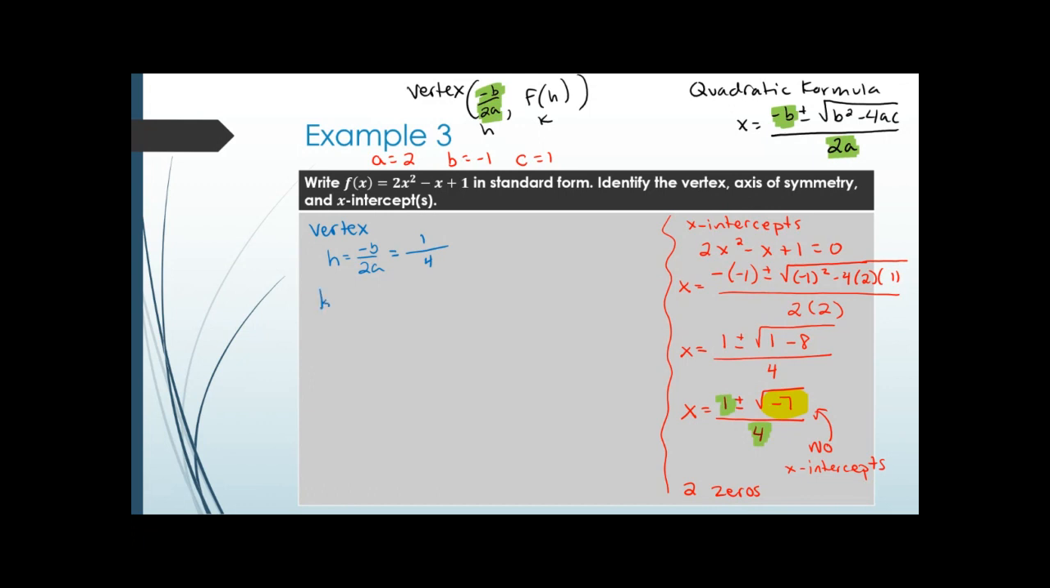Now we need to find k, which is plugging in that h value into the function. So I'm plugging 1/4 into our function. So that's 2 times 1/4 squared minus 1/4 plus 1. So 1/4 squared, you square the top and the bottom, so that's going to be 1/16 minus 1/4 plus 1.